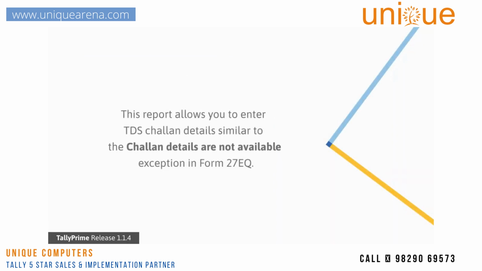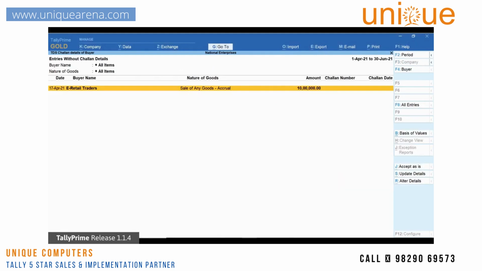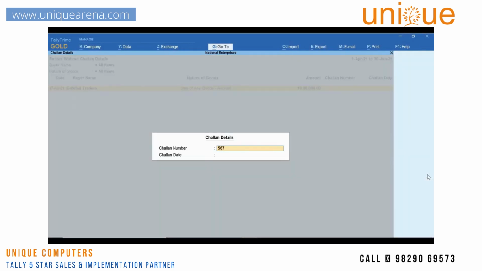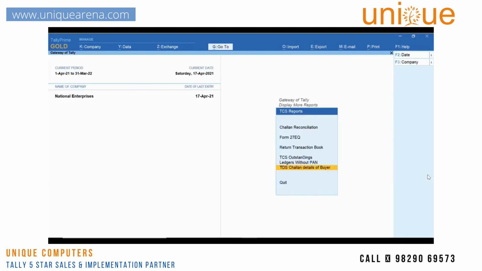The next report is the TDS Challan details of buyer. This report's behavior is similar to that of the new exception, that is, Challan details are not available under the buyer deductible TDS entries group of uncertain transactions in Form 27EQ. With this report, you can update the Challan details, that is, Challan number and date, or mark transactions as accept as is to include in returns.